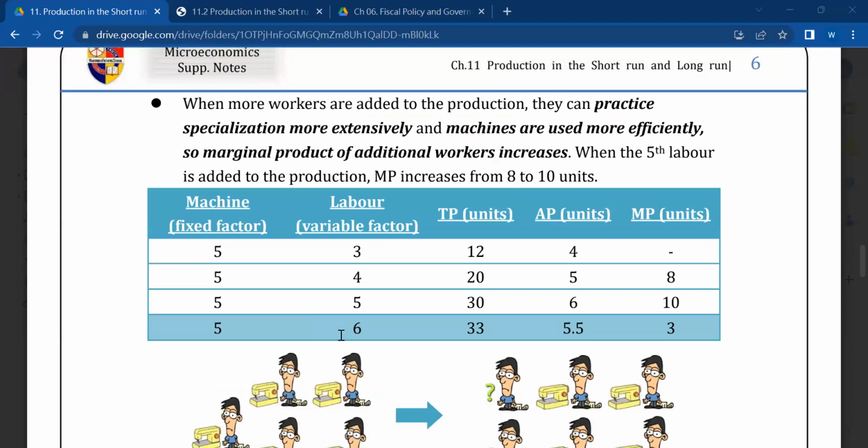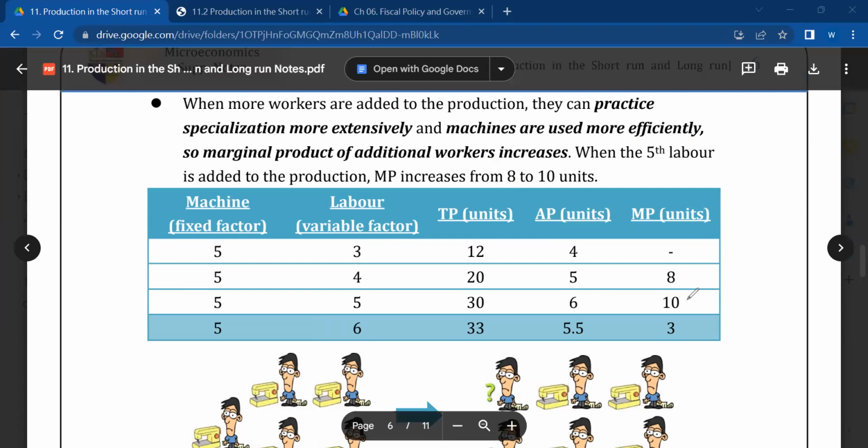There is one worker who has no machine. So the marginal product of this worker will decrease. Okay, will decrease. So the conclusion: you can see that when the number of workers is increasing, marginal product increases first and then decreases. This matches what we said before, the law of diminishing marginal return.